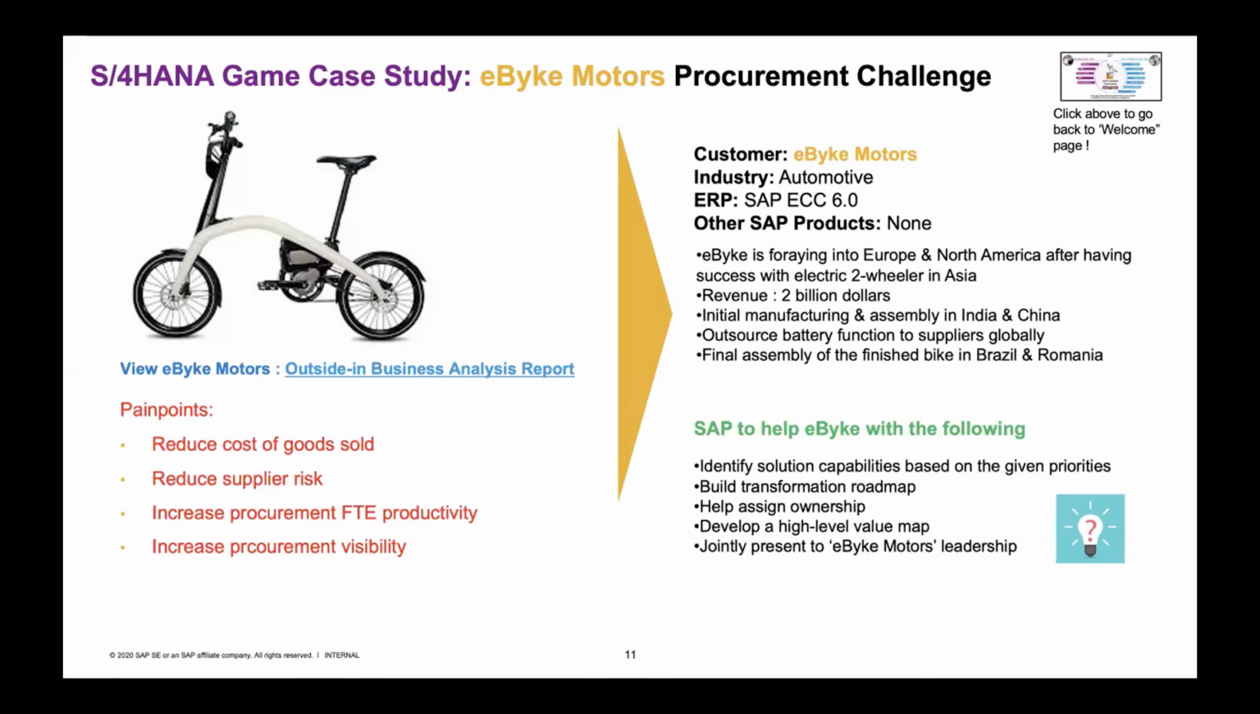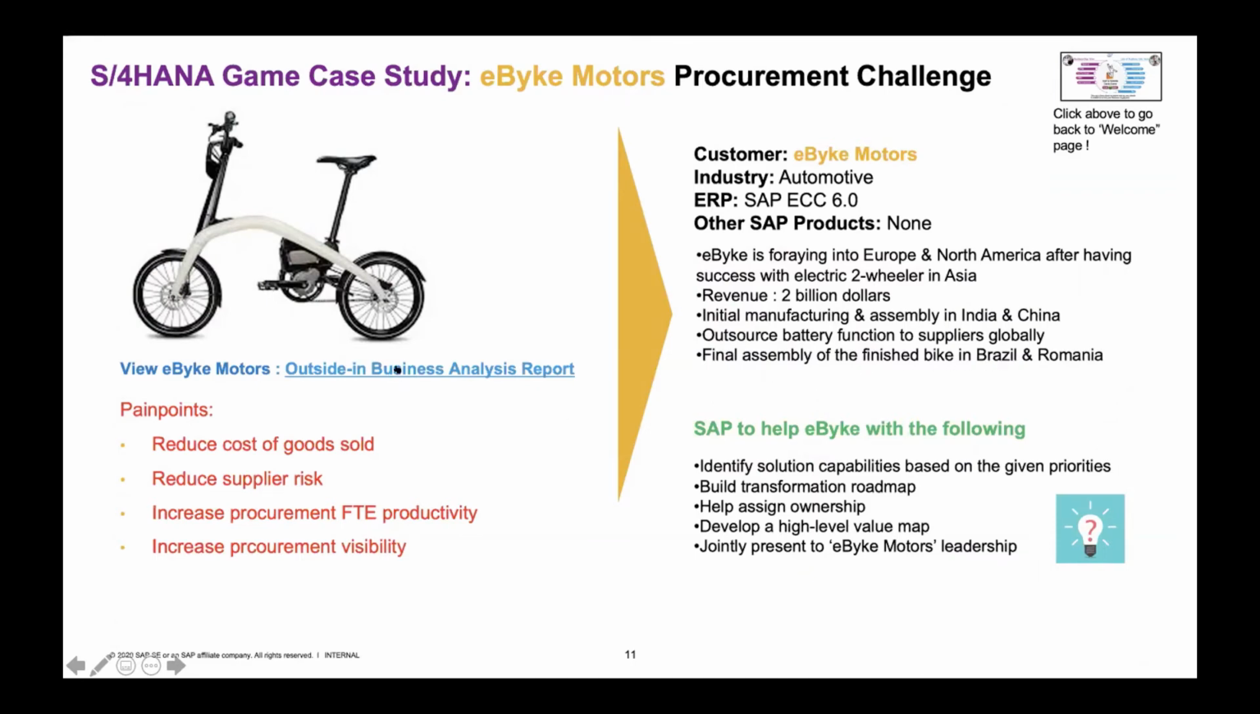So team, let's help this hypothetical company called e-bike motors. Let's assume for the next 30 minutes that we are all part of a procurement team. Mukesh, you are our chief procurement officer. This company is a current ECC customer, and they want to evaluate S4 HANA. They're not sure. The e-bike company has just forayed into Europe and North America after early success in Asia. Revenues are around $2 billion. They have manufacturing and assembly in India and China. They outsource the battery function globally, and they have assembly units in Brazil and Romania.